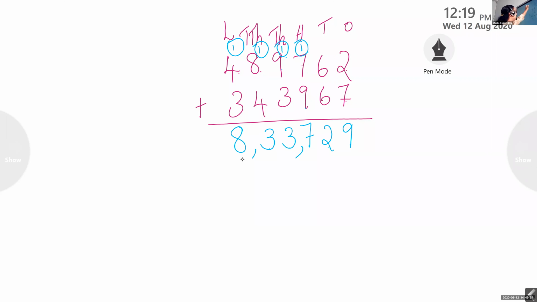8 is in the lakhs place. 8 lakh, 33,729. 729. Okay, so 8 lakh 33,729.